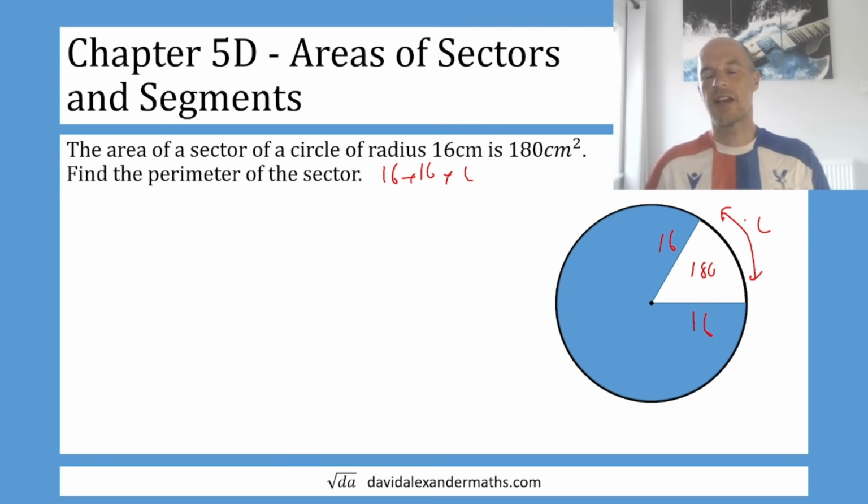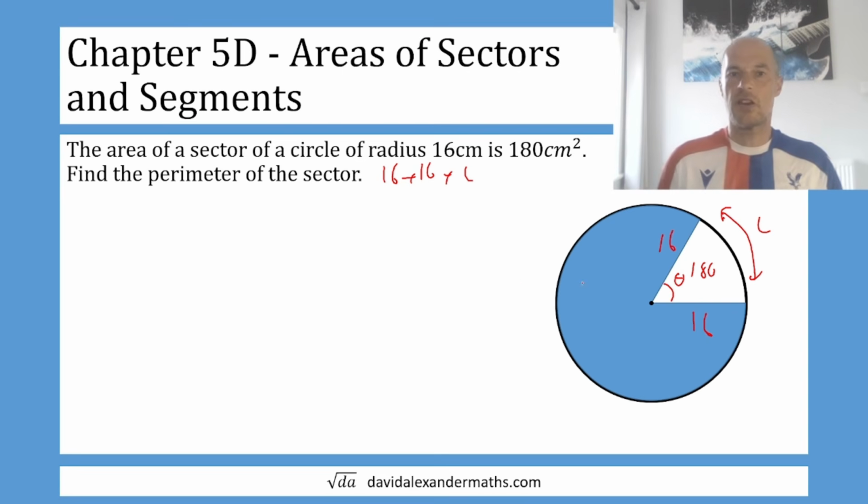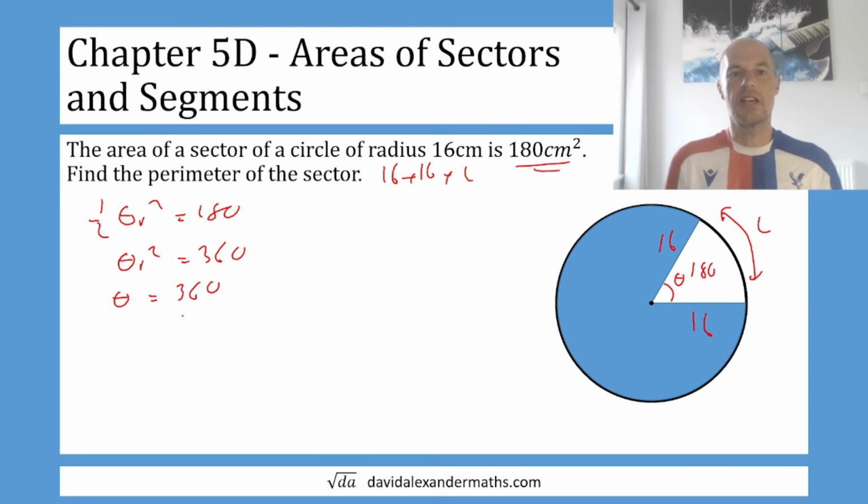Now I know the arc length is our angle, which we'll call theta, multiplied by 16. So I need to work out what theta is. I'm going to work backwards from the area. So the area, 1/2 theta r squared, equals 180. Therefore theta r squared is 360. So therefore theta is 360 divided by 16 squared.